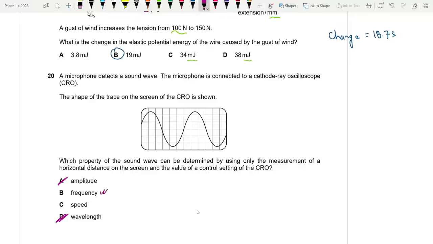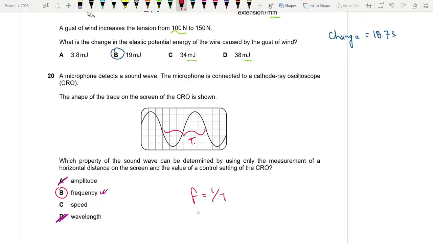So remember, on a CRO, the horizontal distance basically represents the time period, from here to here. So we could either find out the time period or the frequency, which is 1 by time period, which is why the answer is 20B. See if it makes sense.